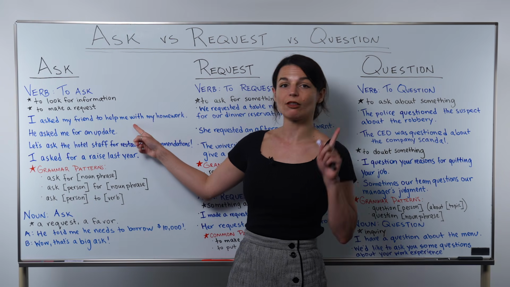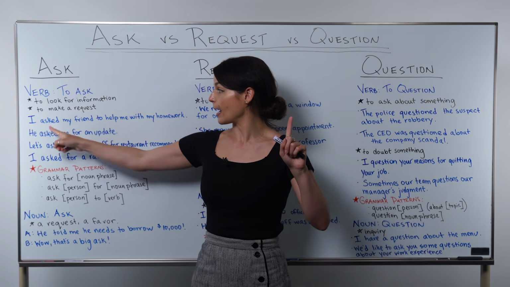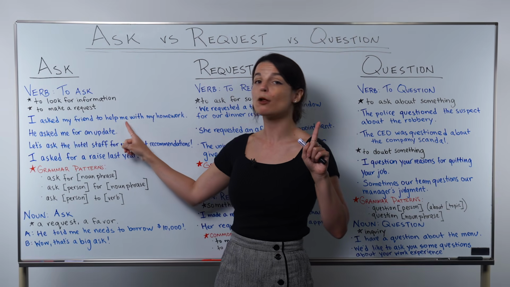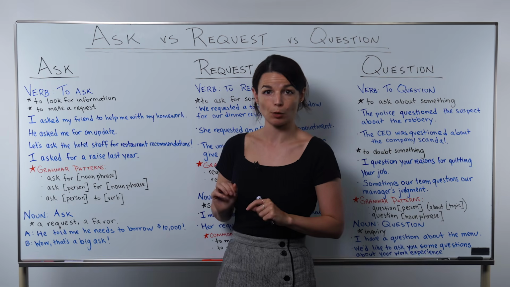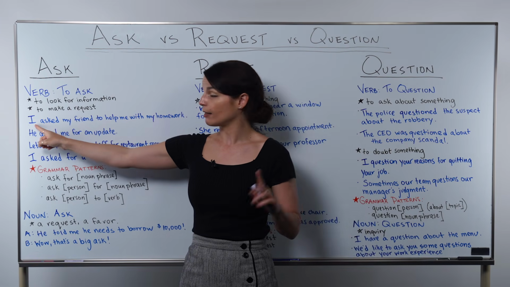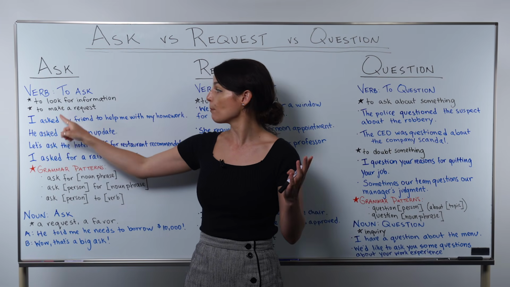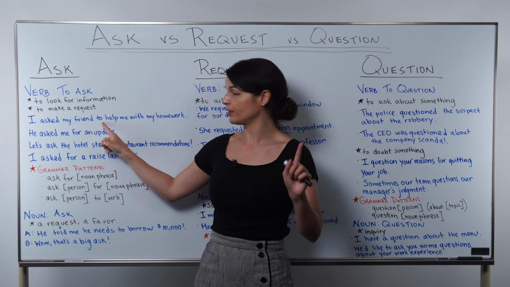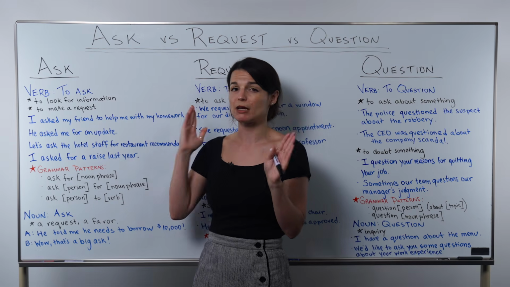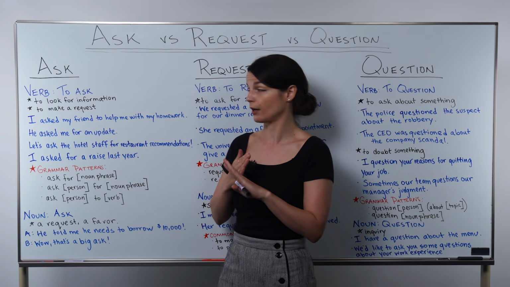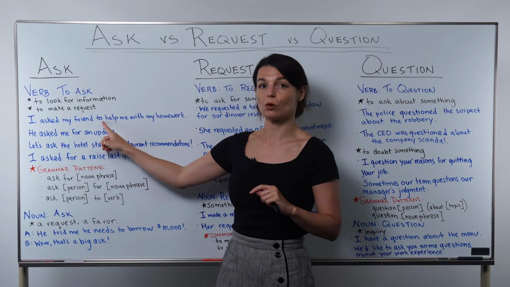We saw this in the first example sentence. I asked my friend to help me, right? I asked my friend to help me, in this case, with my homework. So we see, again, the same pattern, ask plus person. However, our preposition here is to. We cannot use for here. I asked my friend for help me is totally incorrect. Can't say that. So I asked my friend to help me.